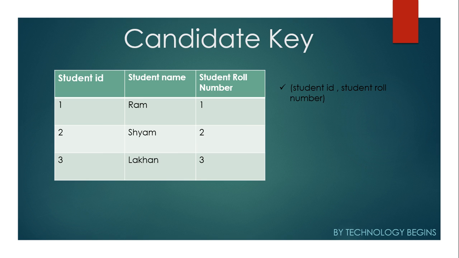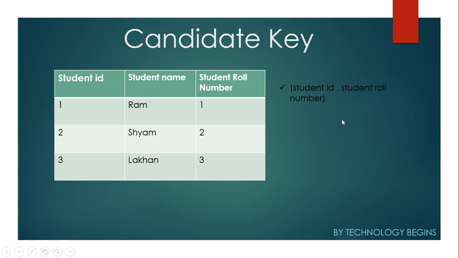And third one is candidate key. Super key and candidate key are mostly similar, almost similar. In candidate key also, one or more attributes are used to uniquely identify a row from the table, but we cannot include redundant attributes. We can include redundant attributes in a super key, but we cannot include them in a candidate key.